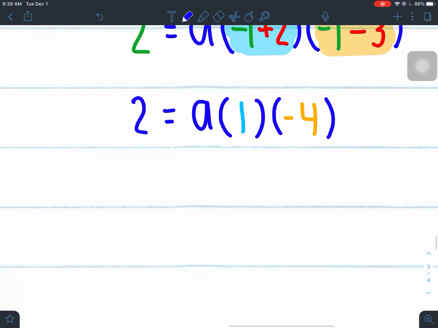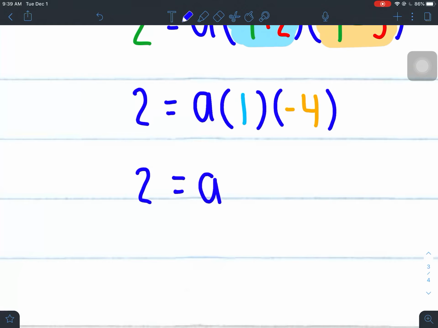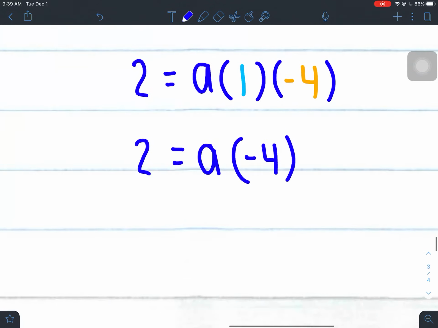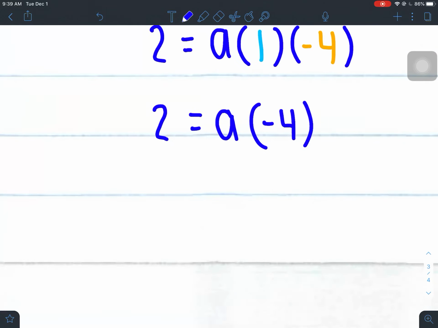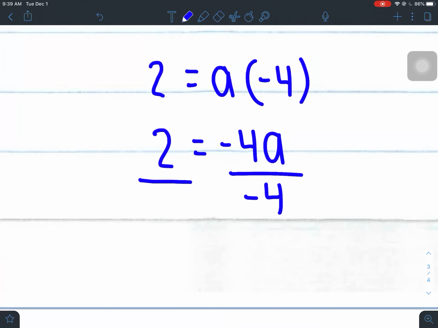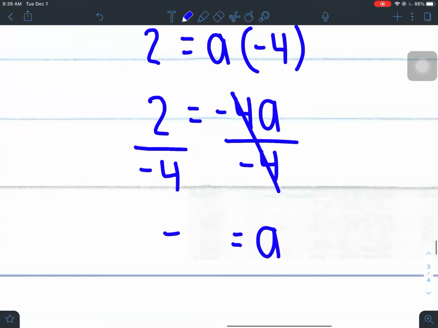Okay. So then we're going to simplify down. So I have 2 equals a. Well, what's 1 times -4? Well, 1 times -4 is going to be -4. But that looks kind of weird the way it's written, so I'm going to reword it. We don't typically write a times -4. We do -4a. I'm going to rewrite it as 2 equals -4a. And I'm just solving for a. So how do I get a by itself? I'm going to divide both sides by -4. And I get a equals 2 divided by -4, which is going to give you -1/2.